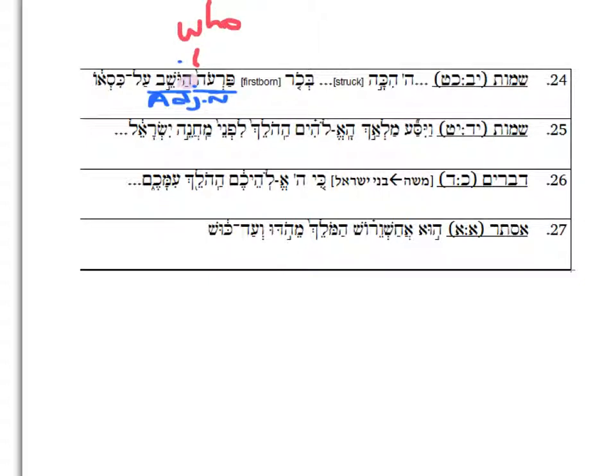So the firstborn of Paro, who, so it's a narrator, who was sitting, al kiso, on his seat, on his throne. Okay, so Hashem struck the firstborn of Paro, who was sitting on his throne. Look at number 25. Vayisa malach ha'elokim ha'holech lifnei machane Yisrael.